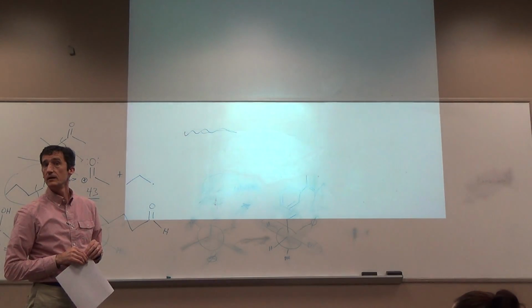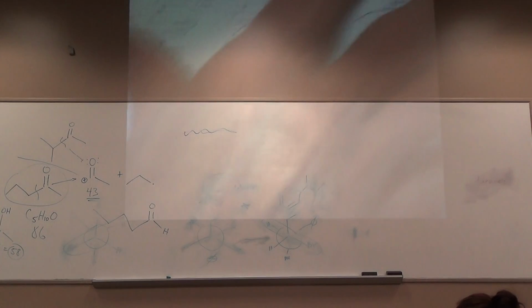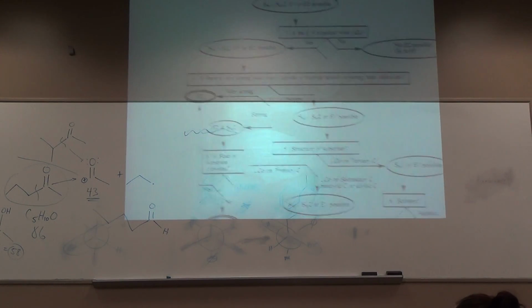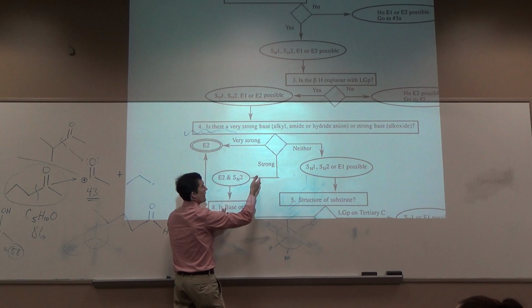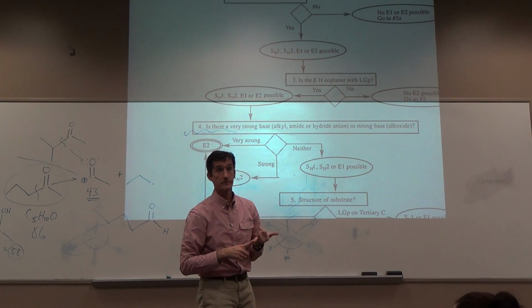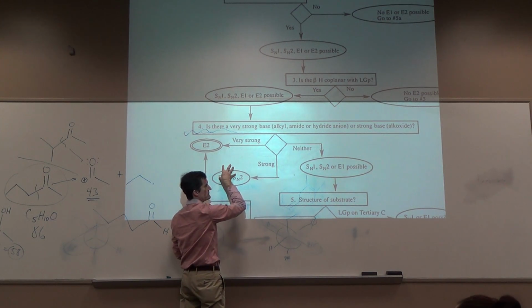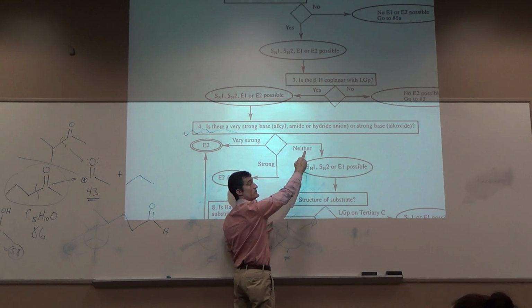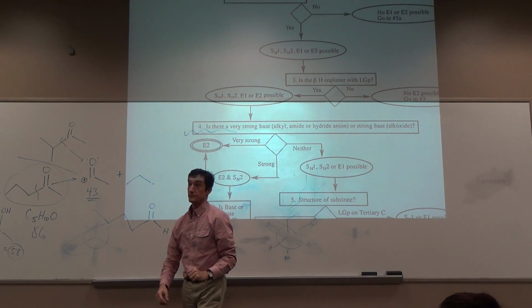Questions? Why did they eliminate E2 from the possibilities? Where did they eliminate it? There's no E2 here. Right. Well, because what does E2 require? A strong base. They gave you very strong or strong. See, they separated it into two different categories. I would have just said strong. If you've got a strong base, you can do E2. What if you don't have a strong base? Can you do E2? No. That's why E2 is not listed over here. But see, neither means you don't have either a very strong or strong base. This means no strong base.